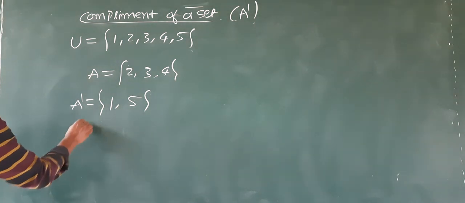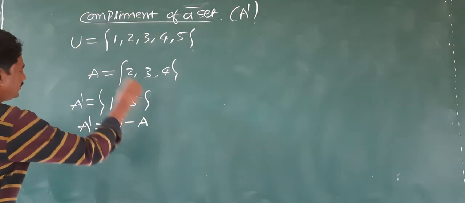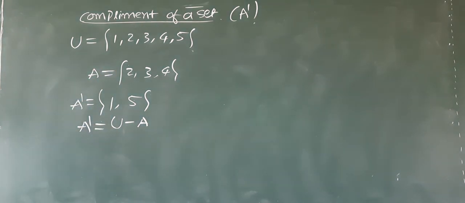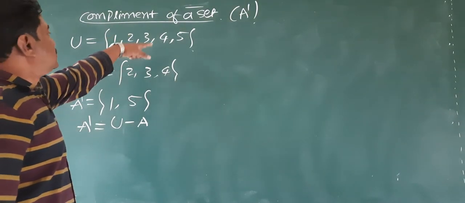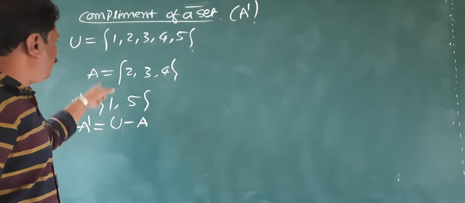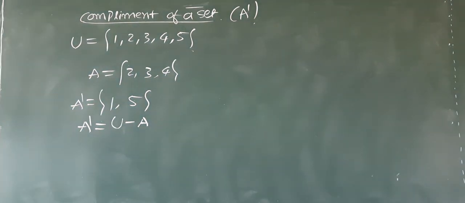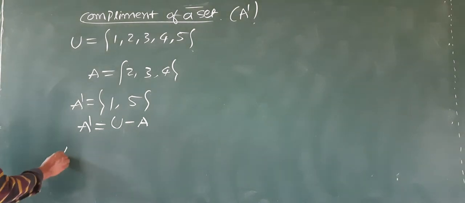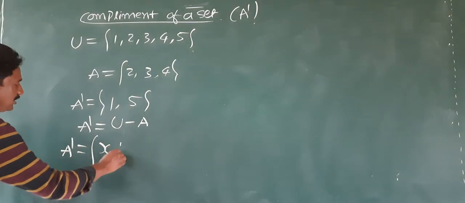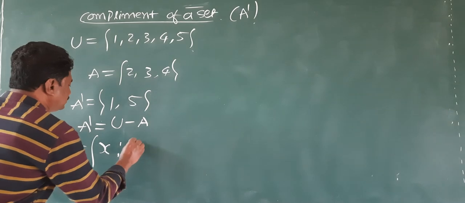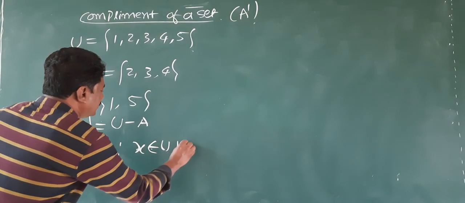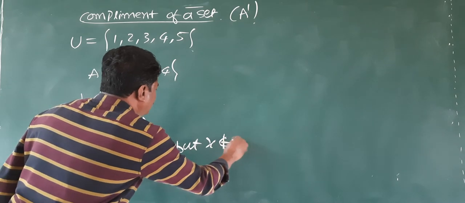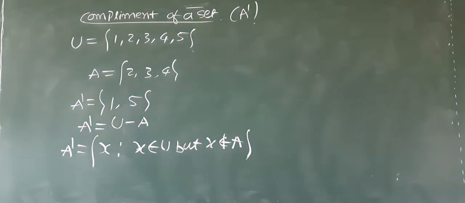A dash is nothing but U minus A. Subtract A from U. Subtract 2, subtract 3, subtract 4. Remaining are 1 and 5. This is called the complement of a set A, right? In set builder form, we represent A dash as the set of all x such that x belongs to U, but x does not belong to A. This is the complement of a set A. I hope you understood.